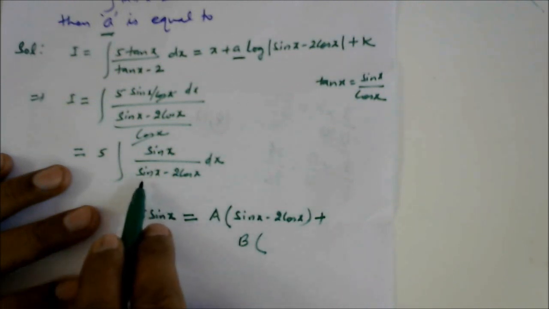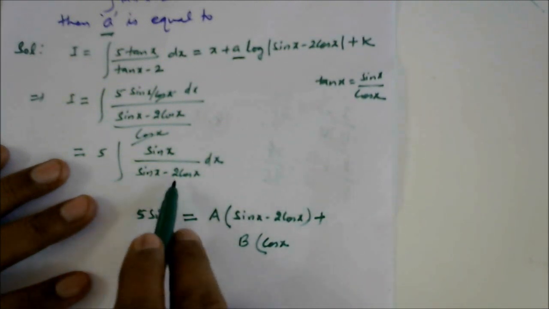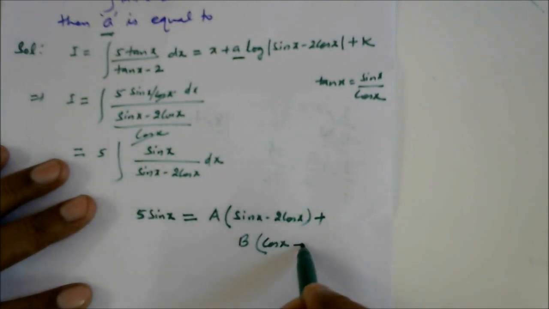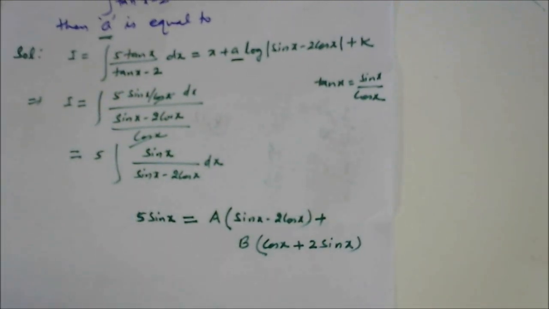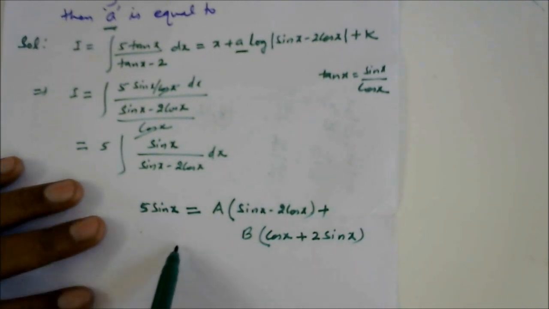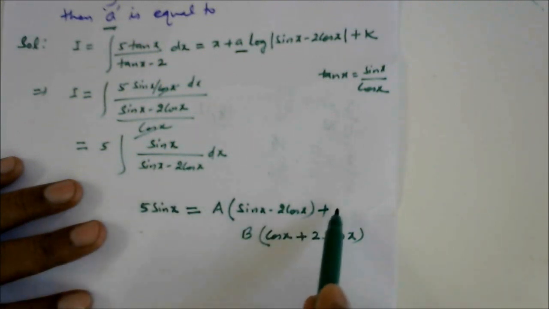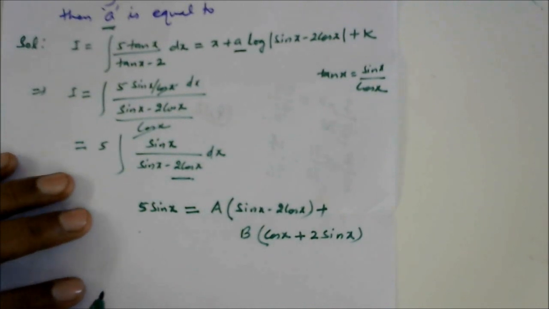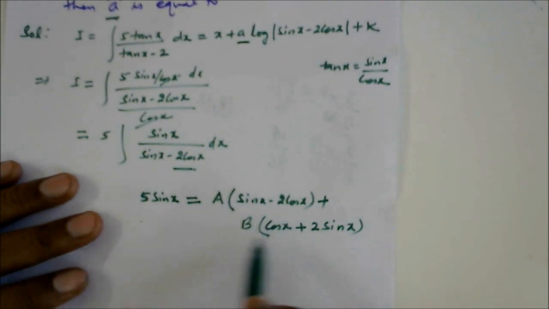Okay, differentiation. So differentiation of sin x will give us cos x, and differentiation of cos x will give minus sin x. So minus minus will become plus, so it will become 2 sin x. Okay, so this is one type of partial fraction which we will be applying. So a into whatever denominator is there, plus b into the differentiation of the denominator part. Okay, right. So now we will find out the value of a and b.